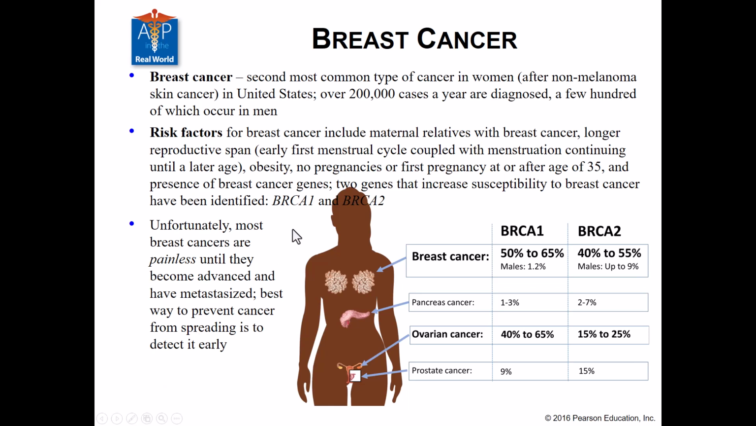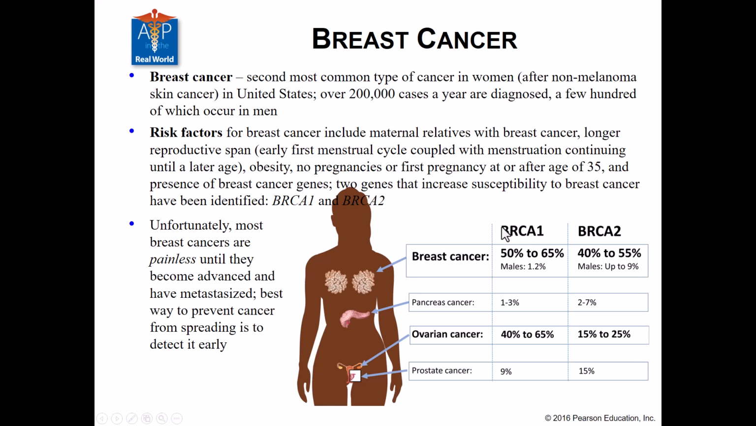Breast cancer is one of the major diseases of the reproductive system. In the United States, there's over 200,000 cases diagnosed each year. And it's not just for women. Breast cancer occurs in men also. Big risk factors for breast cancer: longer reproductive span, early first menstrual cycle coupled with menstruation continuing into a later age, obesity, no pregnancies or your first pregnancy after the age of 35, presence of breast cancer genes.